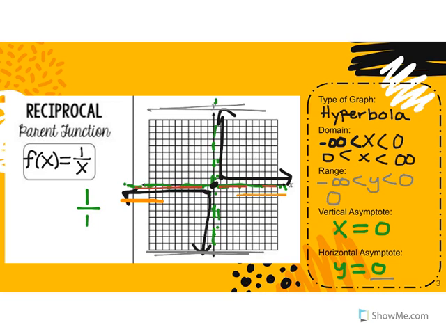Then it's going to pick up where it left off. It's still not allowed to touch that 0 value, and then it's going up all the way to infinity for our new graph. Again, don't forget to use your y for range and x's for domain.